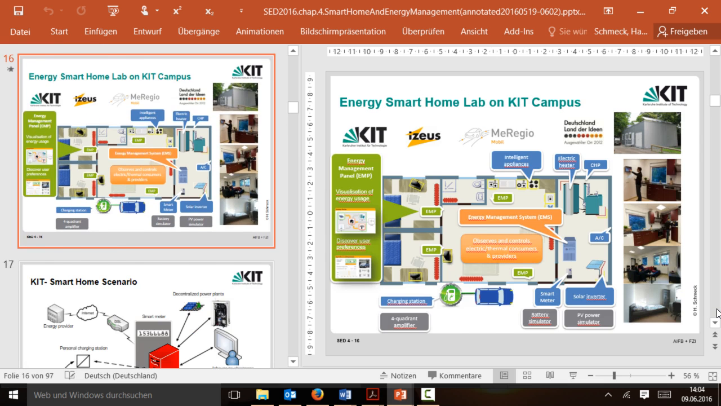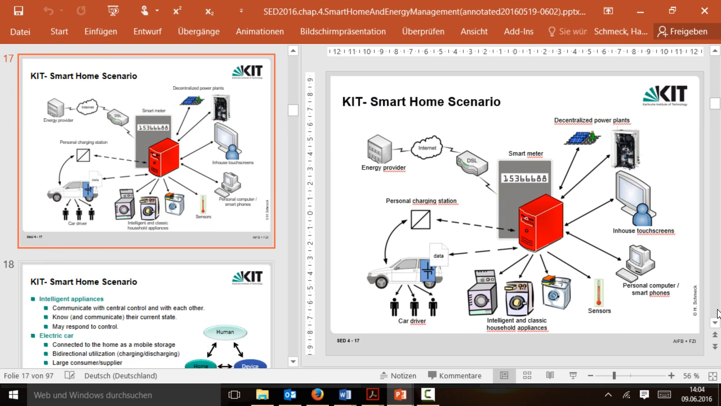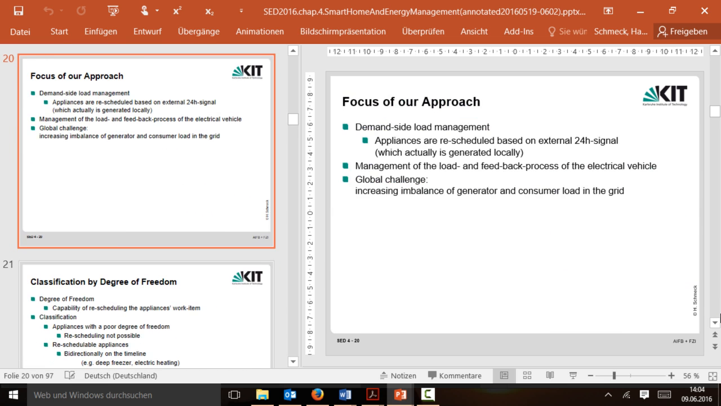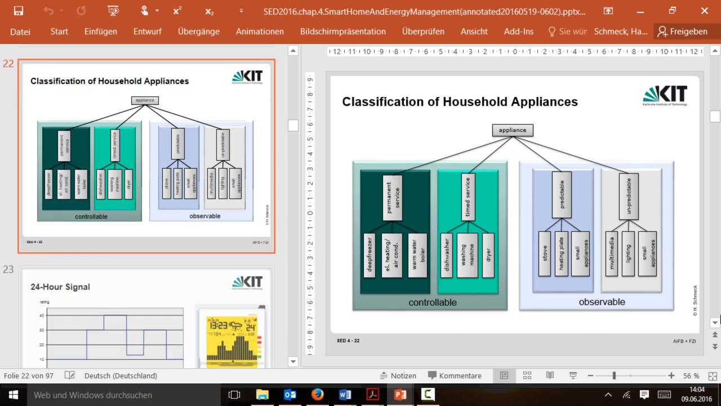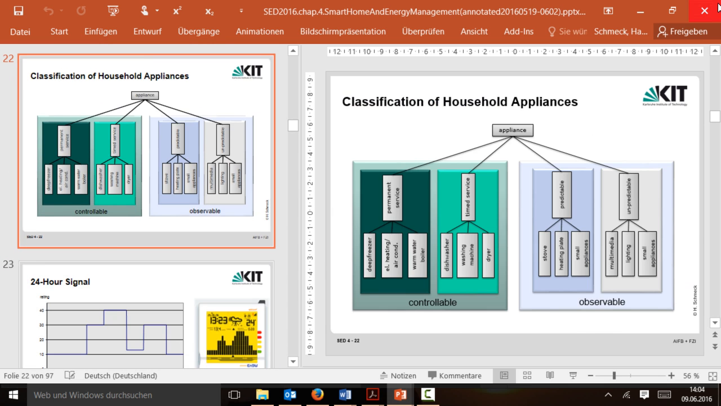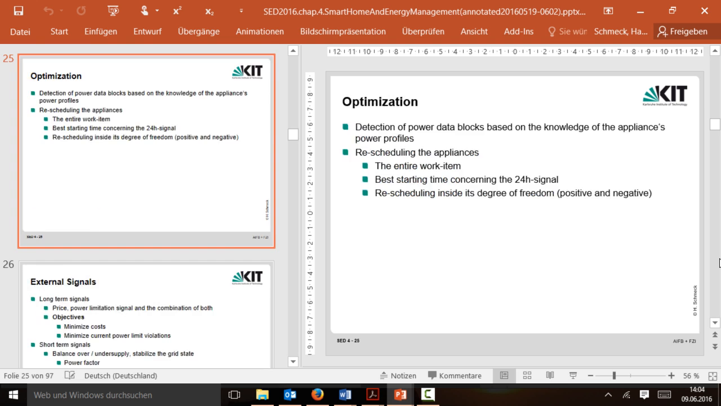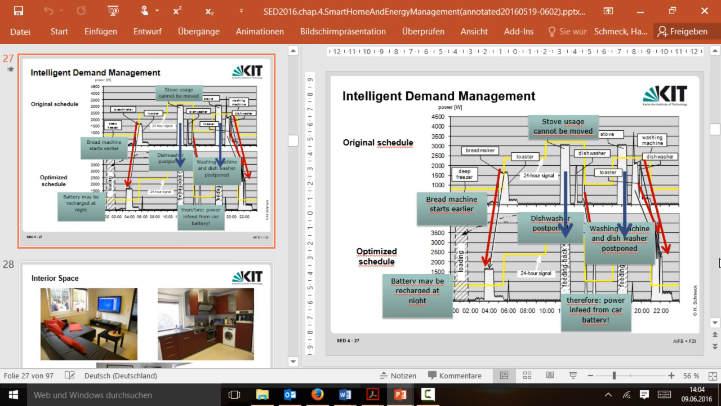I showed you this view on the building, on the architecture, on the scenarios that we look at. We looked at how to classify degrees of freedom for household appliances, and then we continued with all kinds of things. I showed you some ideas of how one could actually modify the schedule of a day, a very simplified view, just to give you an idea of what kind of things could be moved around there.